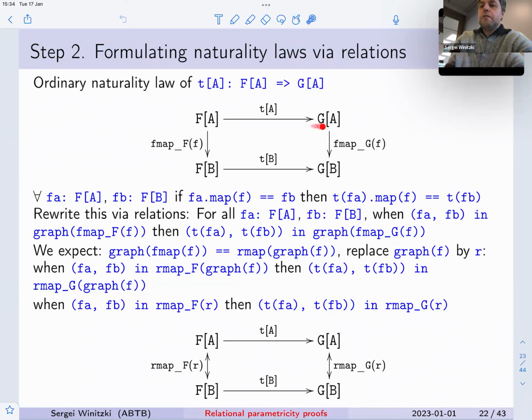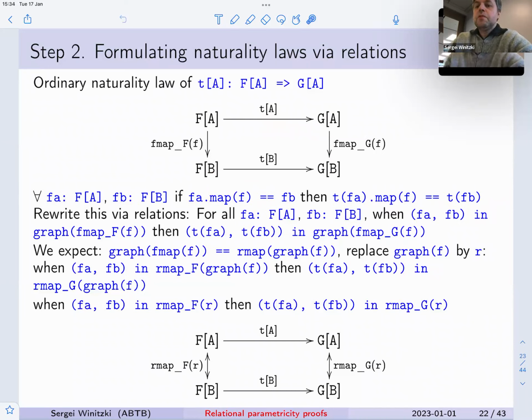we have this diagram. Now, instead of saying we start with f of a, we compute this, and then we compute this, and the results must be the same, which is what we usually say with commutative diagrams, we're now going to say: for any values fa of type f of a, fb of type f of b, as long as they satisfy this equation, then the values t of fa, t of fb satisfy this equation.